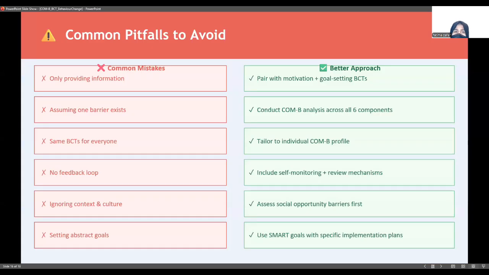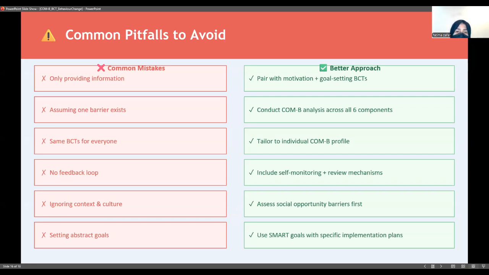At the end, we will see common pitfalls to avoid. So common mistakes are only providing information, assuming one barrier exists. So how can we improve? First point, only providing information. So we have to pair it with motivation along with the BCT of goal setting. After that, we have assuming one barrier exists. So we can overcome it by conducting the COM-B analysis across the 6 components.